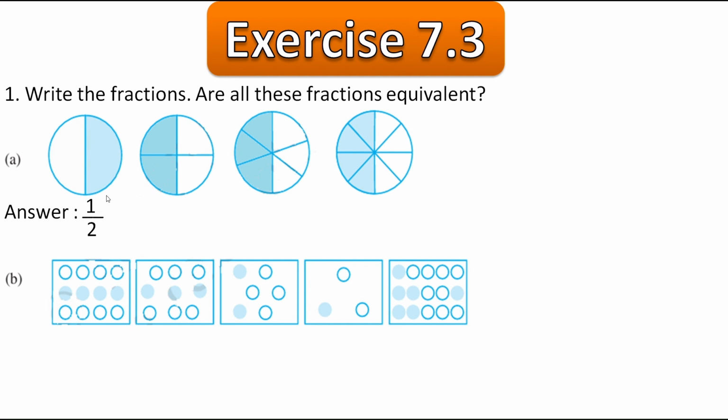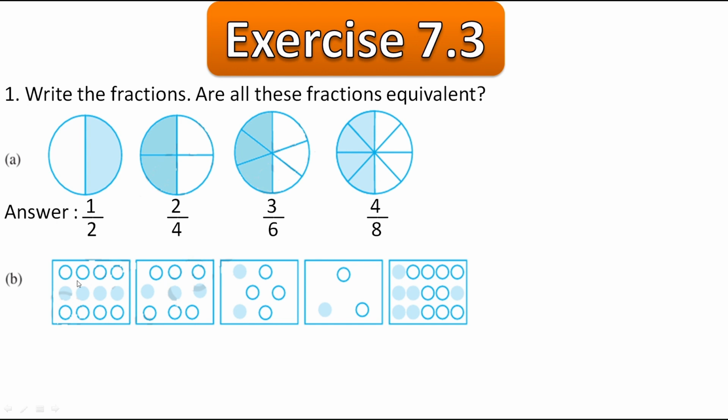Okay. Now here out of four parts two parts are shaded. So the fraction will be 2 upon 4. Now here out of 6 parts 3 parts are shaded. So 3 upon 6. Here out of 8 parts 4 parts are shaded. Okay. Now let's write the fraction of these also.